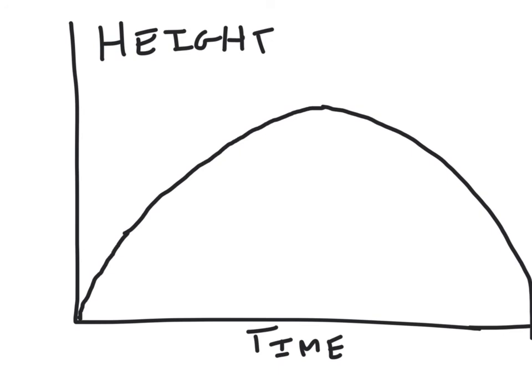So no matter whether you're shooting your rocket forward in space or shooting your rocket straight up and down, its path will be parabolic, which is why you need to understand parabolas and the equations that make them, quadratics, for this rocket project.